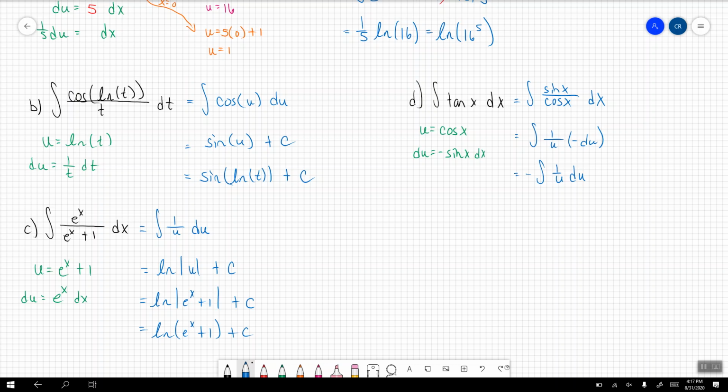Okay, so finishing this off, we now see that this integral is negative the natural log of the absolute value of u, and then we still get a constant here because it's an indefinite integral. But at the end of the day, we want to evaluate that u value. So this is going to be negative natural log of the absolute value of cosine of x plus c. Now again, this is where we need to be very, very careful. We cannot drop the absolute value because cosine does have negative outputs.